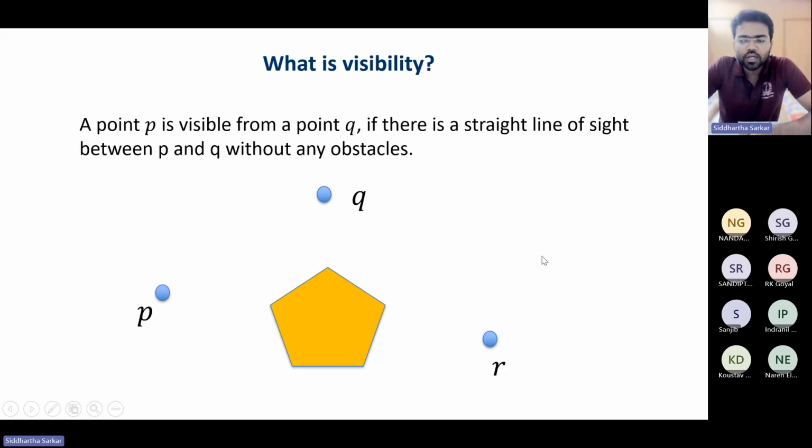Okay, so what is visibility? If we have 3 points, let's say in this figure there are 3 points. It need not be in the plane, it could be in the 3D space also. For every pair of points, visibility is defined as the existence of a straight line of sight between the 2 points without any obstacles.